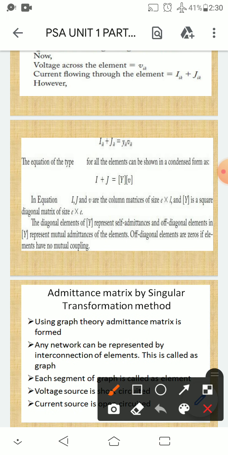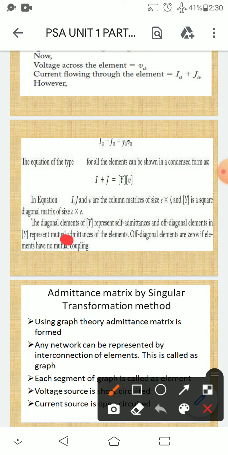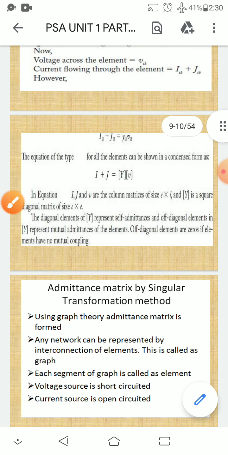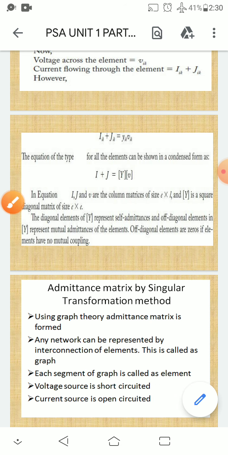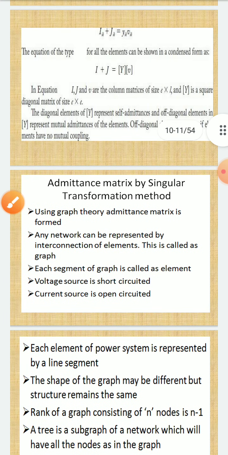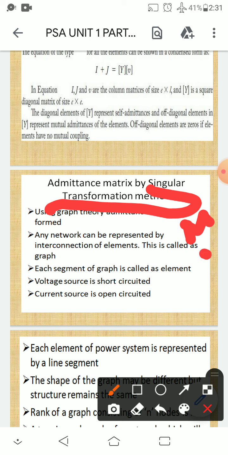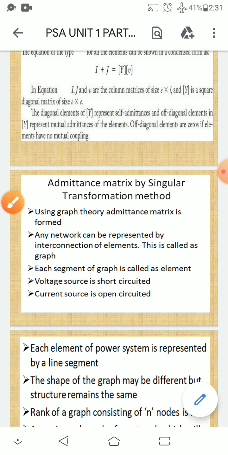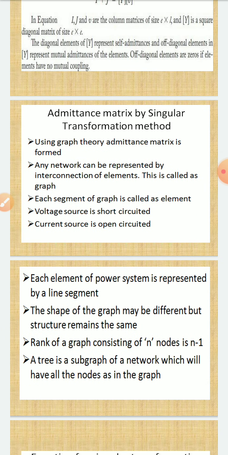Here Y has self-admittance as its diagonal elements, and the off-diagonal elements are mutual admittances of the elements. Off-diagonal elements are 0 if they have no mutual coupling. Next is the admittance matrix. How can we solve the admittance matrix? By the singular transformation method, which we have studied in matrix theory. Here, using graph theory, we are going to solve the admittance matrix by the transformation method.